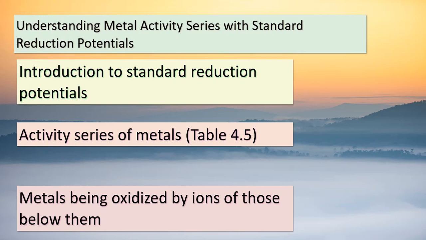We'll start by revisiting standard reduction potentials, a concept that aids us in deciphering the activity series puzzle. This series ranks metals based on their oxidation reactions, with the most potent reducing agent at the top and the weakest at the bottom. It's worth noting that this arrangement is the reverse of what we see in Table 20.1. Now, let's dive into a specific example to solidify our understanding.